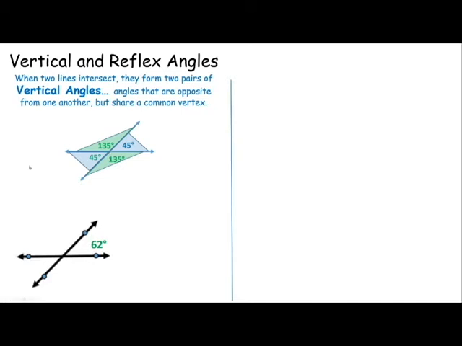What that means, though, is every time I have two lines that cross, if I know one angle, it's very easy for me to figure out the other. Those are vertical angles. All of this is done just by having two lines that intersect. Now, there are lots of patterns like this that exist.